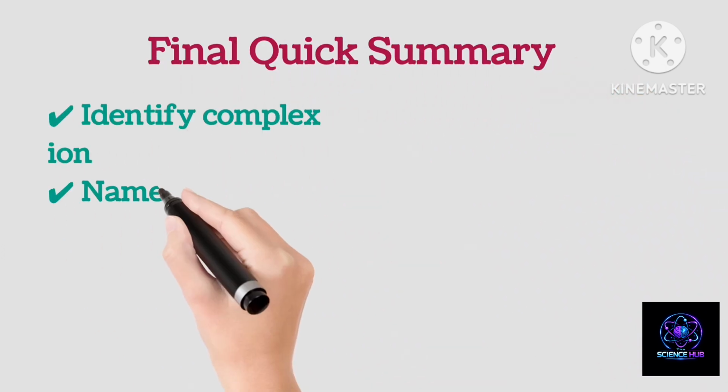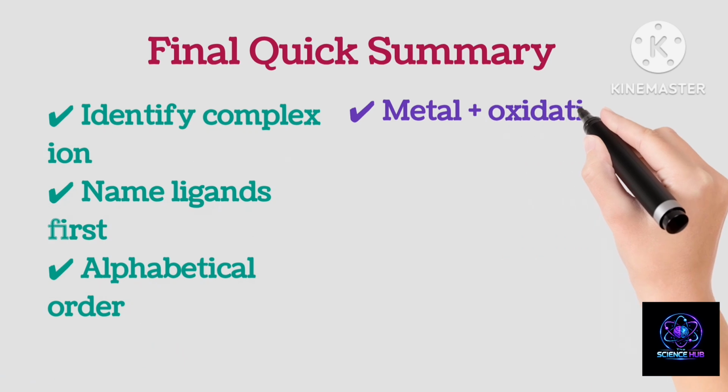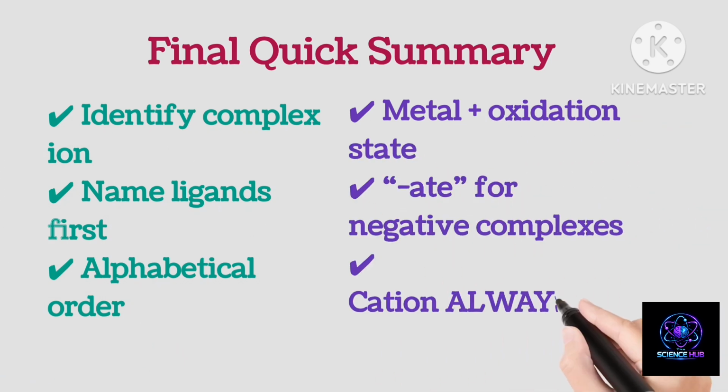Final quick summary. Identify the complex ion. Name the ligands first. Write down the ligands in alphabetical order. Write the metal and its oxidation state. Add -ate for negative complexes. Write down the cation always first, then the anion.